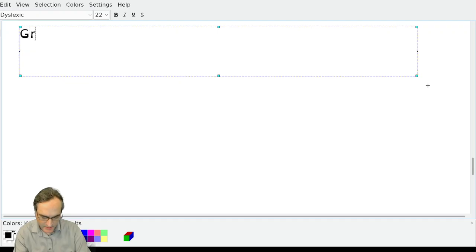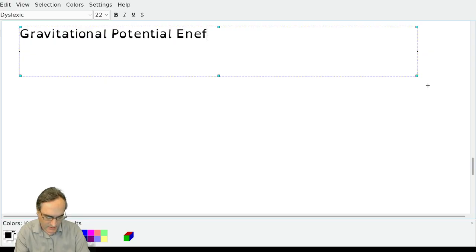Okay, this is going to be on gravitational potential energy. We get a new form of gravitational potential energy to go along with our new form of the gravitational force.